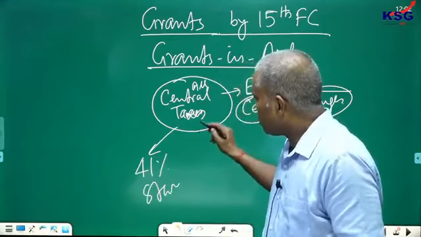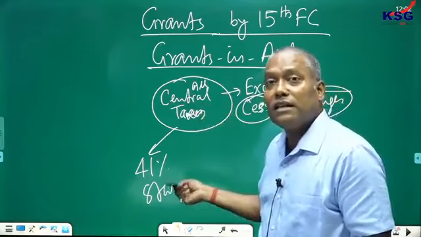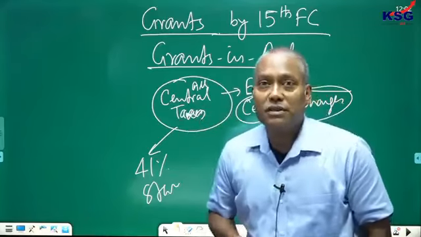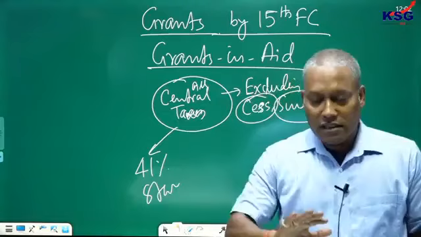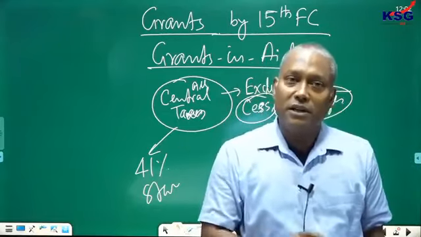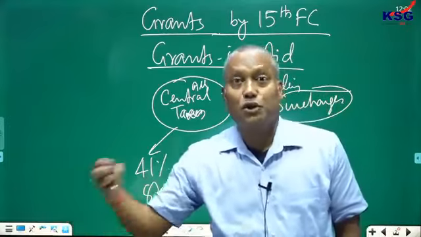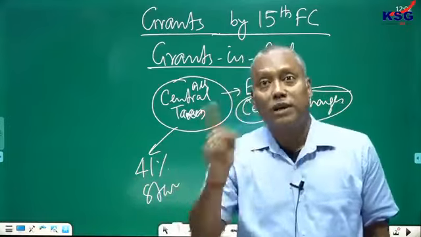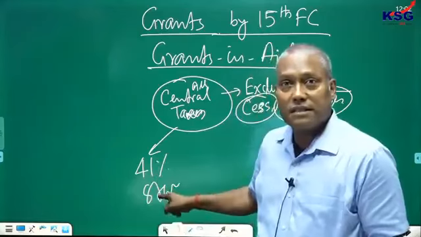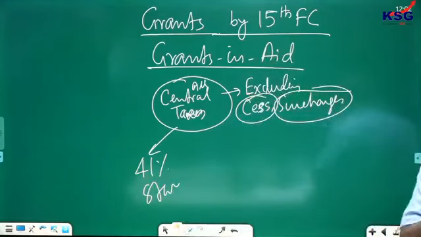So what is the remaining amount left? From this amount, grants will be given to state governments. So other than the 41%, from the resources left with the central government, the center is going to give grants to states. So grants are over and above the 41%, not from the 41%. Remember these things, clear?